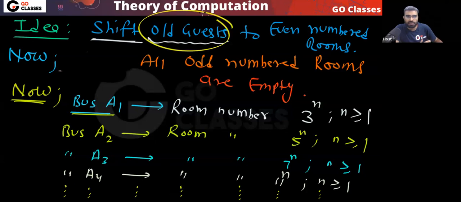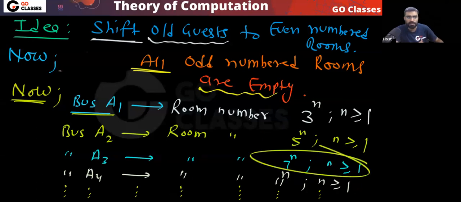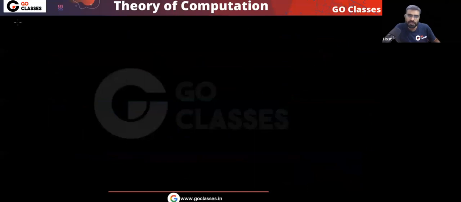So remember, the idea is simple. All the odd guests will go to even number rooms. Now all the odd number rooms are empty. Now bus A1, you put in these rooms: 3 power 1, 3 power 2, 3 power 3, 3 power 4, and so on. Bus A2, you put here. Bus A3, you put here. Bus A4, you put here. So this is the idea.